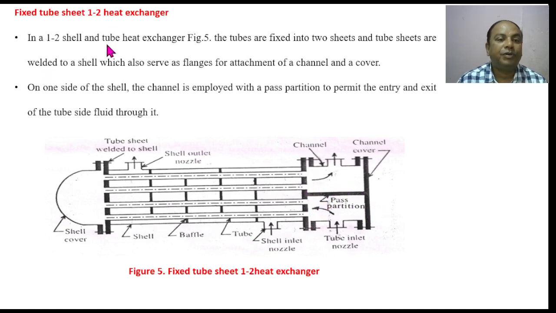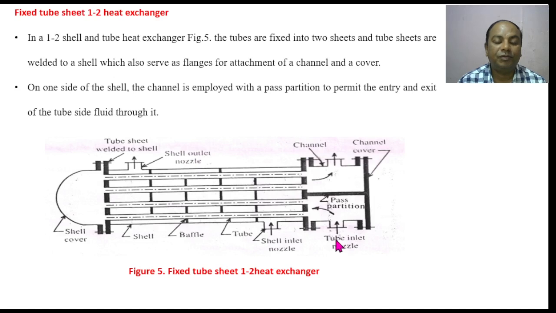So overall we can say that the tube sheet is fixed with the shell, as well as it is little extended so that it can act as a flange support to hold the channel. Moreover, the channel on the other side has a channel cover, which is also flanged and can be removed as required. This channel has a pass partition, and since there is only one pass partition, the tube side fluid can pass twice through the tube.